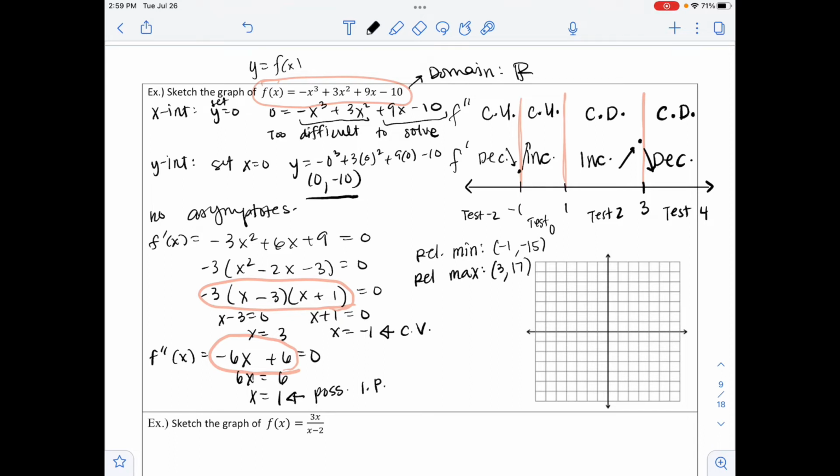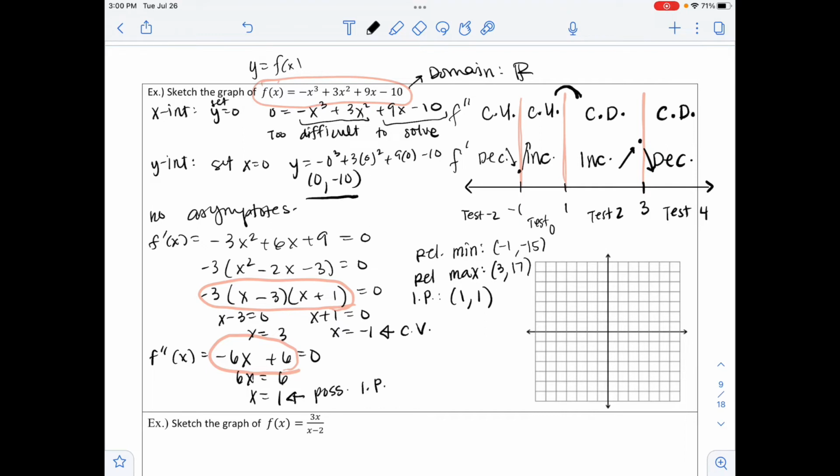We also have an inflection point because our concavity changes from concave up to concave down at x equals 1. So inflection point is going to occur at x equals 1. And substituting this in to our function, we get a y value of 1. And so I'm going to go ahead and put down all the values that we do know. We have a relative min at negative 1, negative 15.